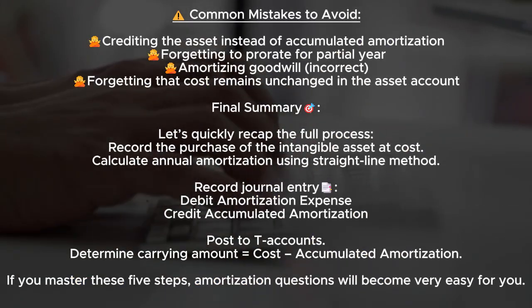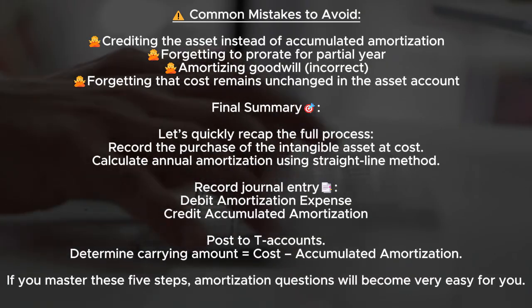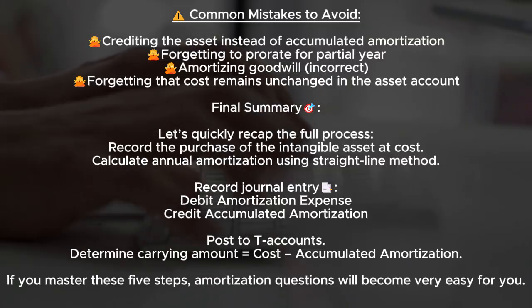Common mistakes to avoid: crediting the asset instead of accumulated amortization, forgetting to prorate for partial year, amortizing goodwill, forgetting that cost remains unchanged in the asset account.